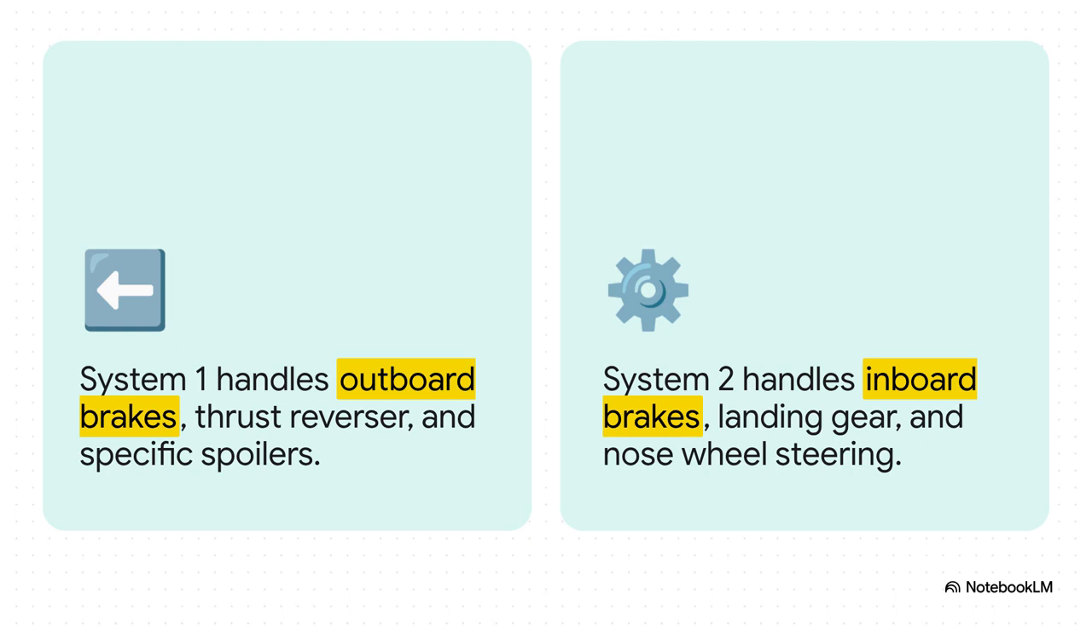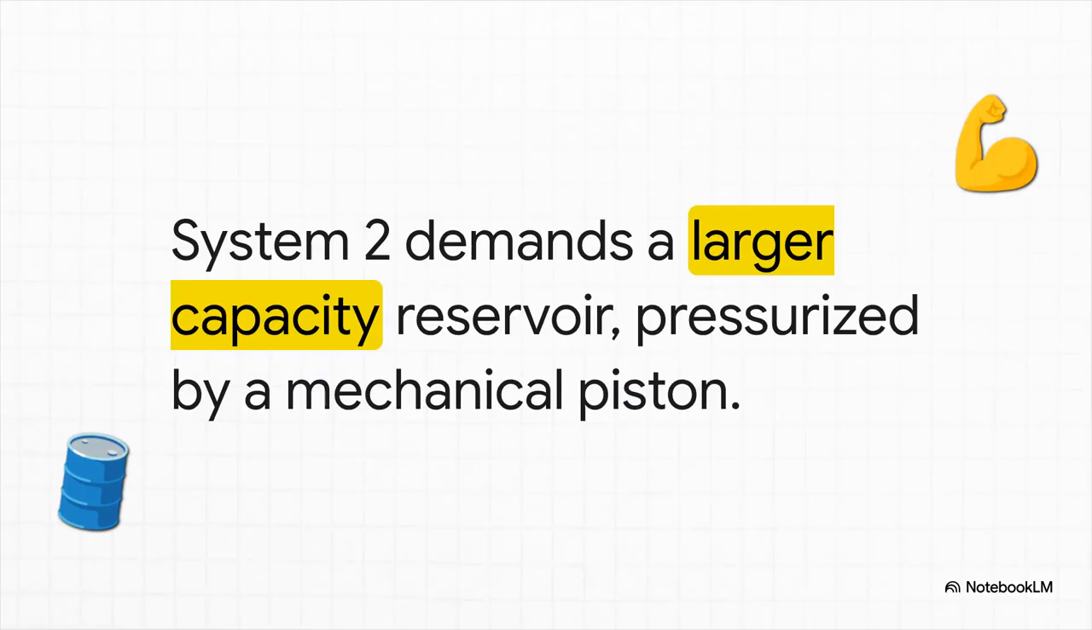System 2 is absolutely your runway survival system. Knowing this asymmetry is absolutely critical for your approach planning if you ever experience a failure on the right side of the aircraft. Because System 2 has to move massive physical actuators to deploy and retract the landing gear, it requires entirely different fluid dynamics.